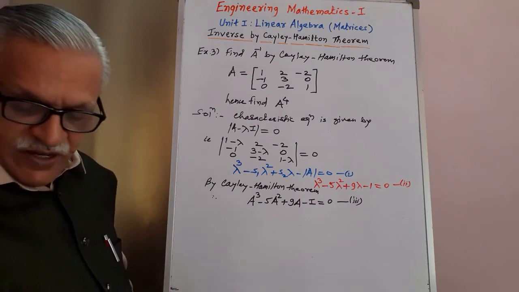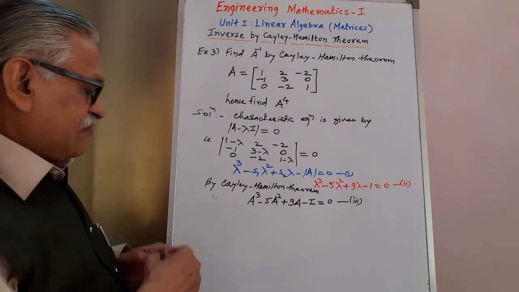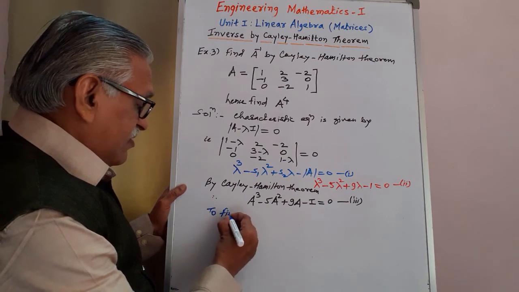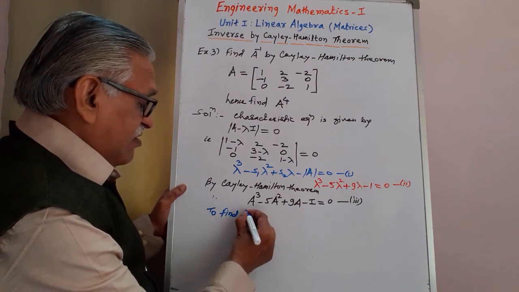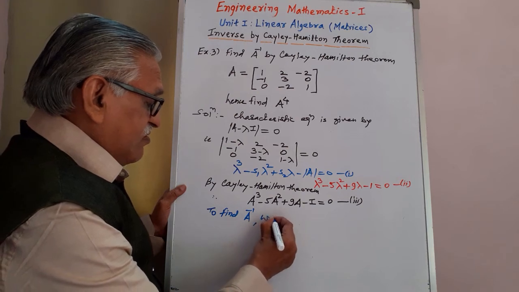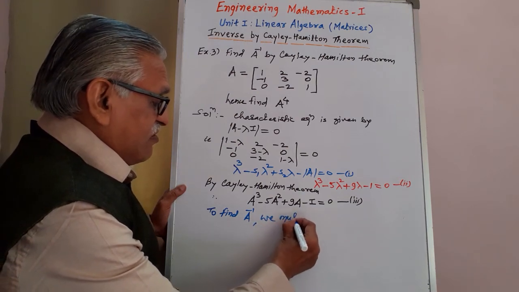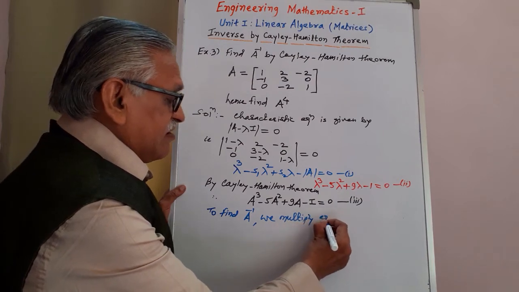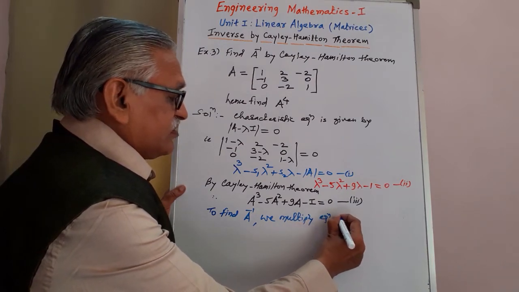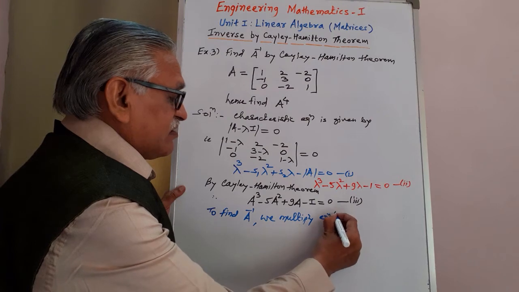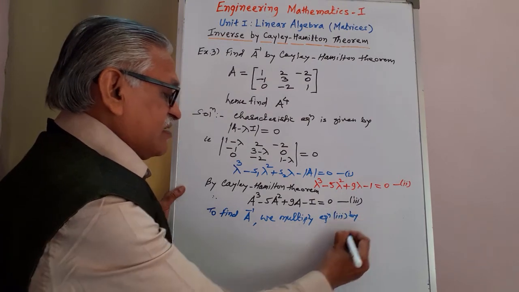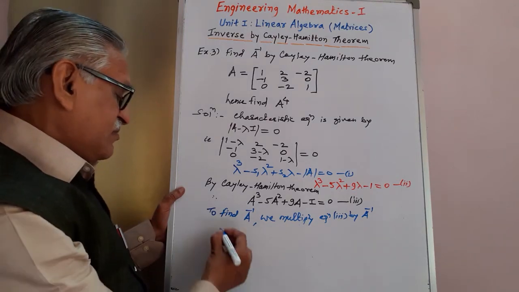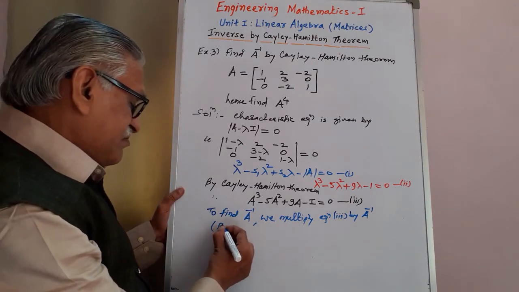And then to find A inverse, we multiply equation 3 by A inverse, and it is pre-multiplication.